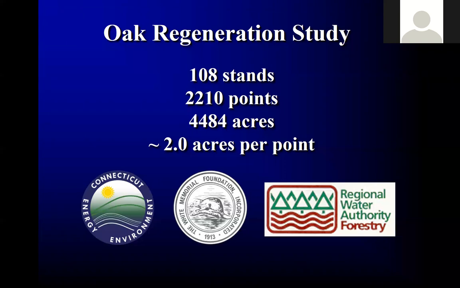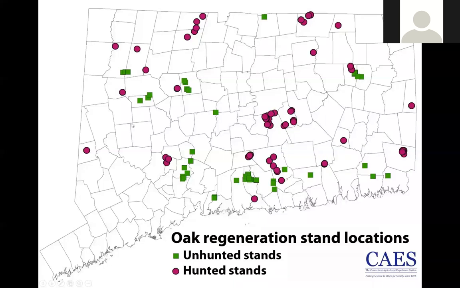We looked at 221 points. I'll describe those more, covering 4,000 acres. So I think it's a pretty good sample size. Our sampling intensity was about 1 point for every 2 acres. There's where the stands are located, scattered throughout the state of Connecticut.